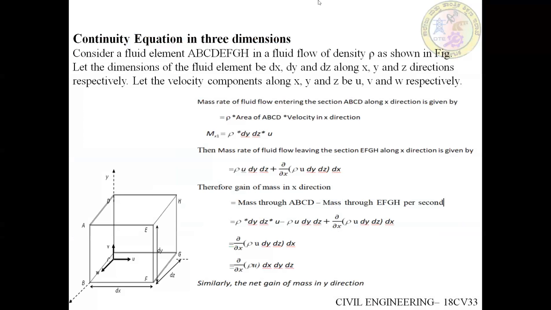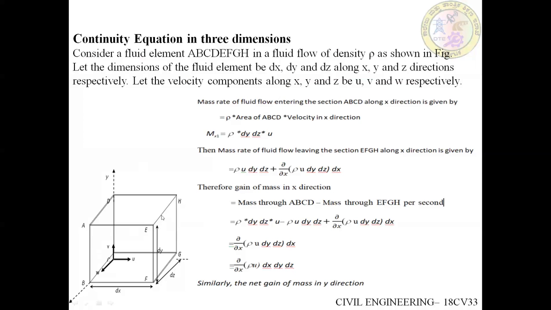Consider a fluid element A, B, C, D, E, F, G, H. This is the fluid element in a fluid flow of density rho. Let the dimensions of the fluid element be dx, dy and dz along the x, y and z direction respectively. Let the velocity components be u, v and w along the x, y and z direction respectively.